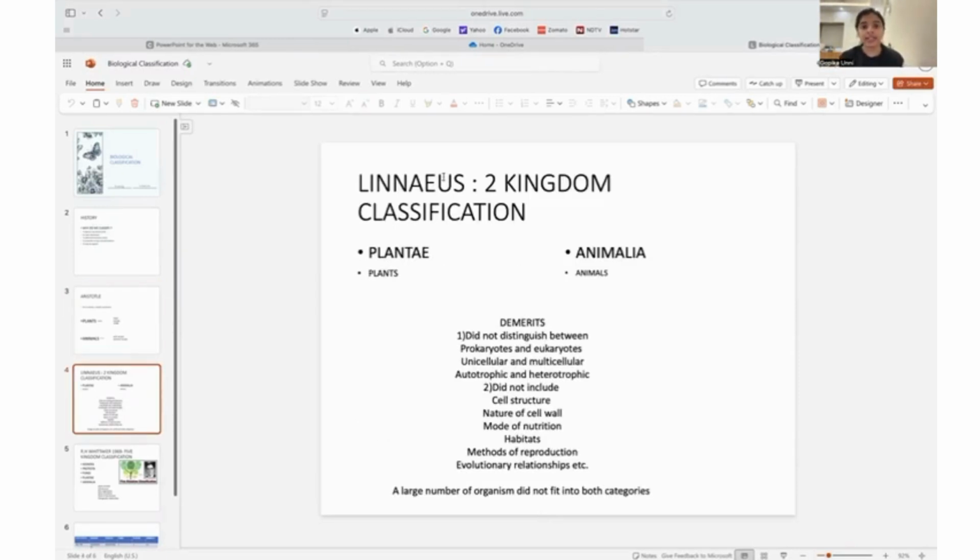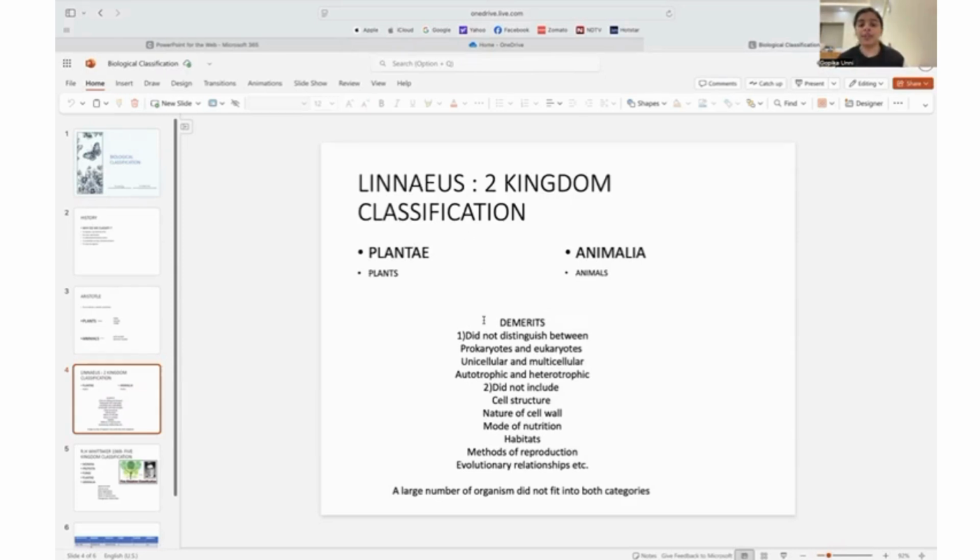It was Linnaeus. Linnaeus is the name. He came up with a two kingdom classification. The two kingdoms were kingdom Plantae and kingdom Animalia. You can see here. Now it's very easy to remember. Kingdom Plantae consists of plants and kingdom Animalia consists of animals. Not difficult to remember. But the name Linnaeus might be a bit new, so remember the name Linnaeus. Okay, I hope you understood.